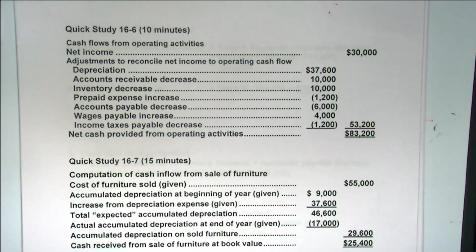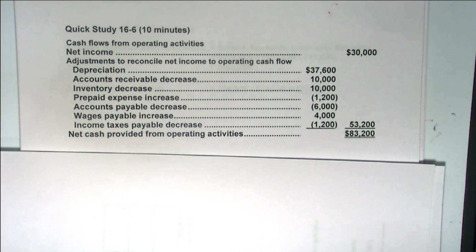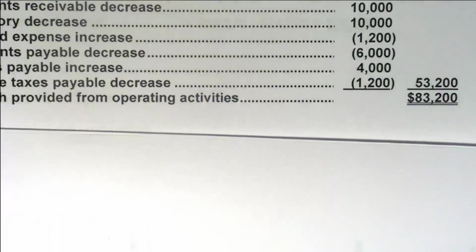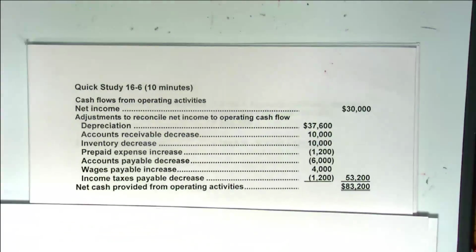Okay, let's take a look at Quick Study 16.6, there at the top. Did you get 83,200? Whoops, a little too much of a close-up there. All right, 83,200 is the answer, correct? Now, you can leave it on this while I talk.